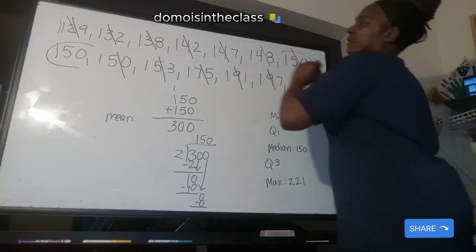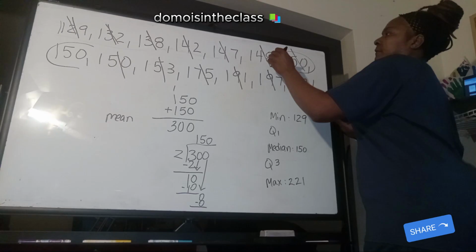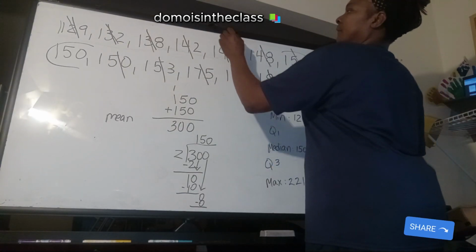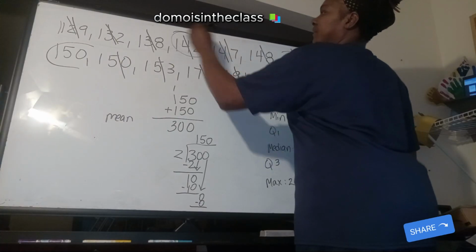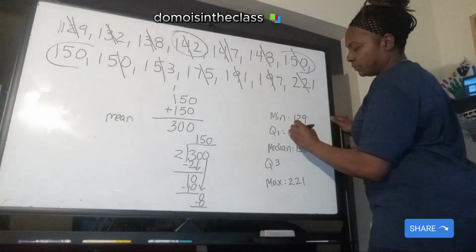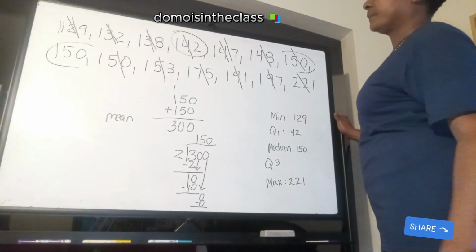Then we get a 132 to the 148. The 138 to 147. And then we get 142. That's our middle number. So that's going to be our Q1 lower quartile of 142.